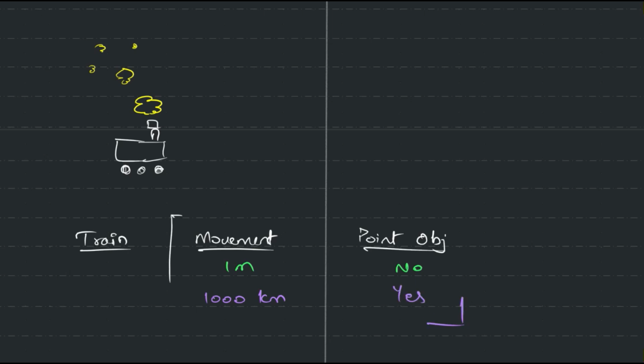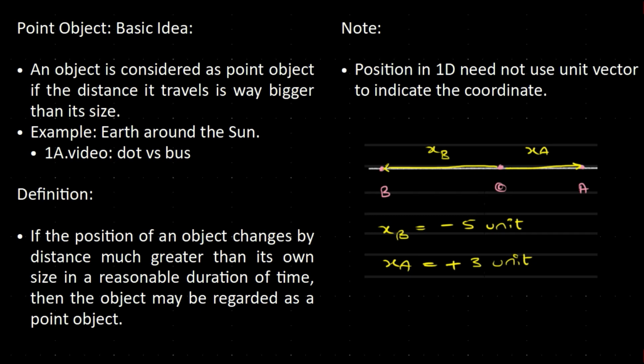Got it? That's it. So as a definition, if the position of an object changes by a distance much, much greater than its own size in a reasonable duration of time, then the object may be regarded as a point object.